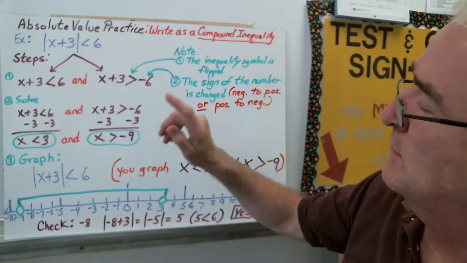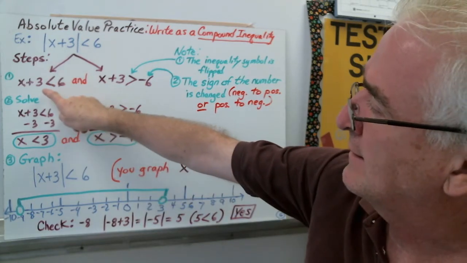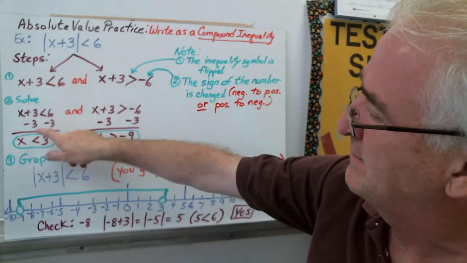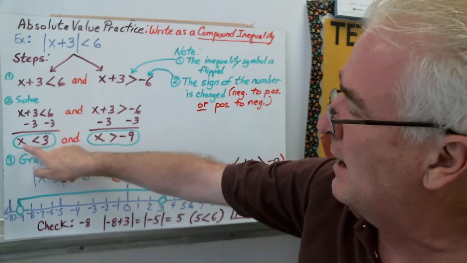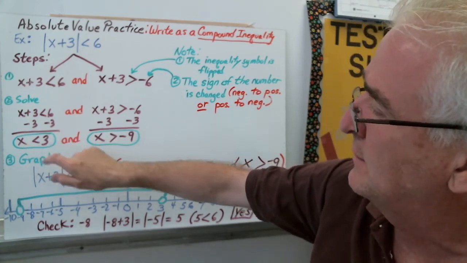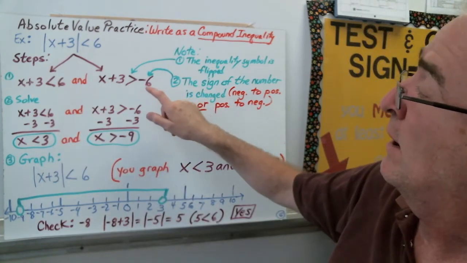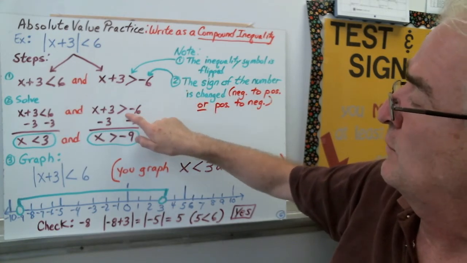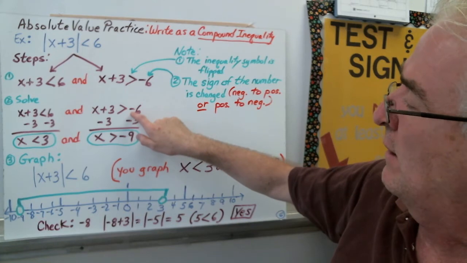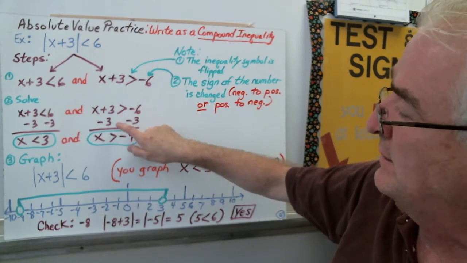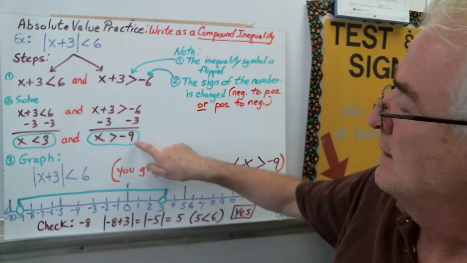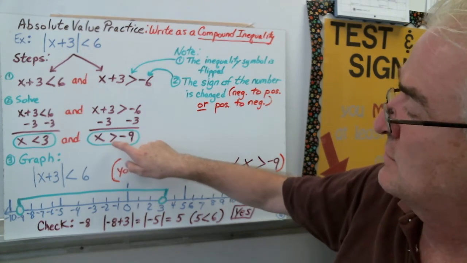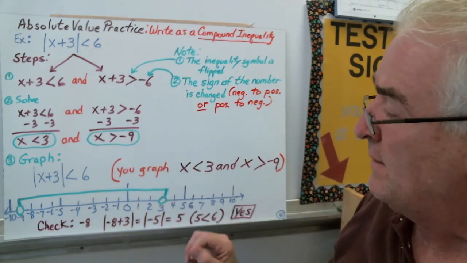So let's go through the solution. We're going to take this inequality and solve it. Subtract 3 from both sides. We now have x is less than 3. We're going to take our revised inequality with the flipped sign and our opposite sign and solve it. Subtract 3 from both sides. And we have x is greater than negative 9. And now we're going to graph it.